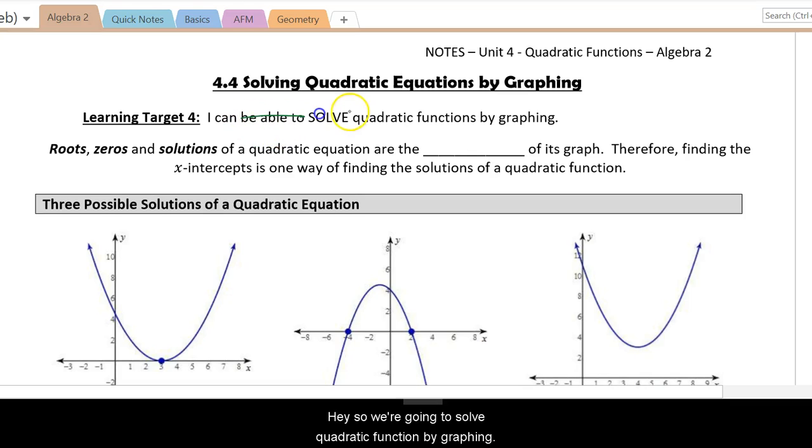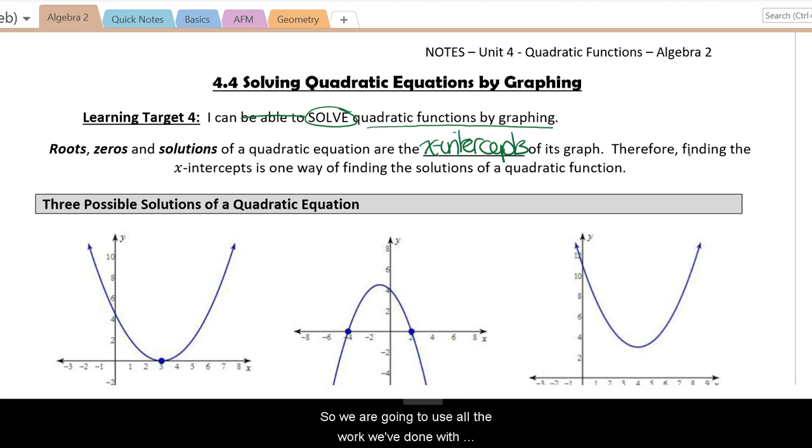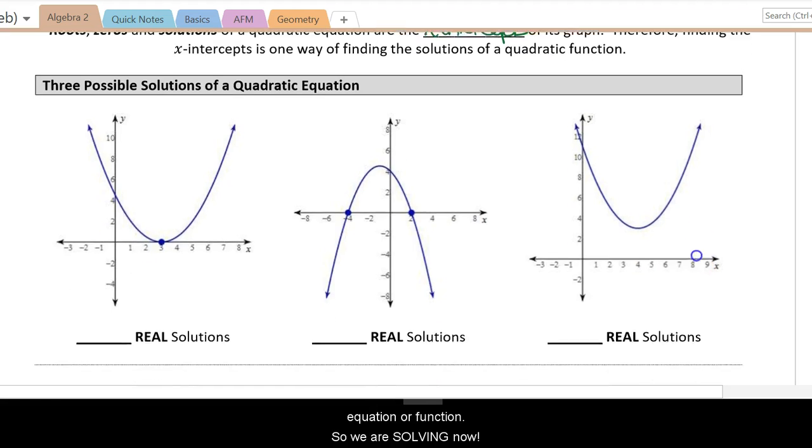Okay, so we're going to solve a quadratic function by graphing. Roots, zeros, and solutions of a quadratic equation are also known as the x-intercepts of its graph. Therefore, finding the x-intercepts is one way of finding the solutions of a quadratic function. So we're going to use all the work we've done with graphing to help us find solutions of a quadratic equation or function. So we're solving now.